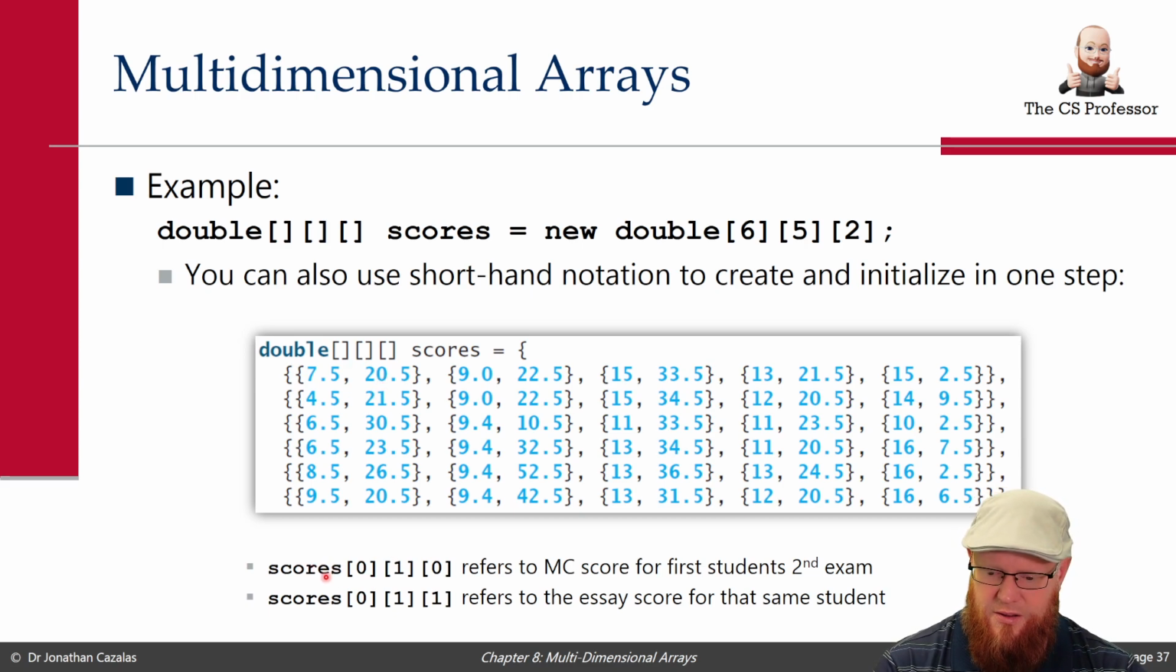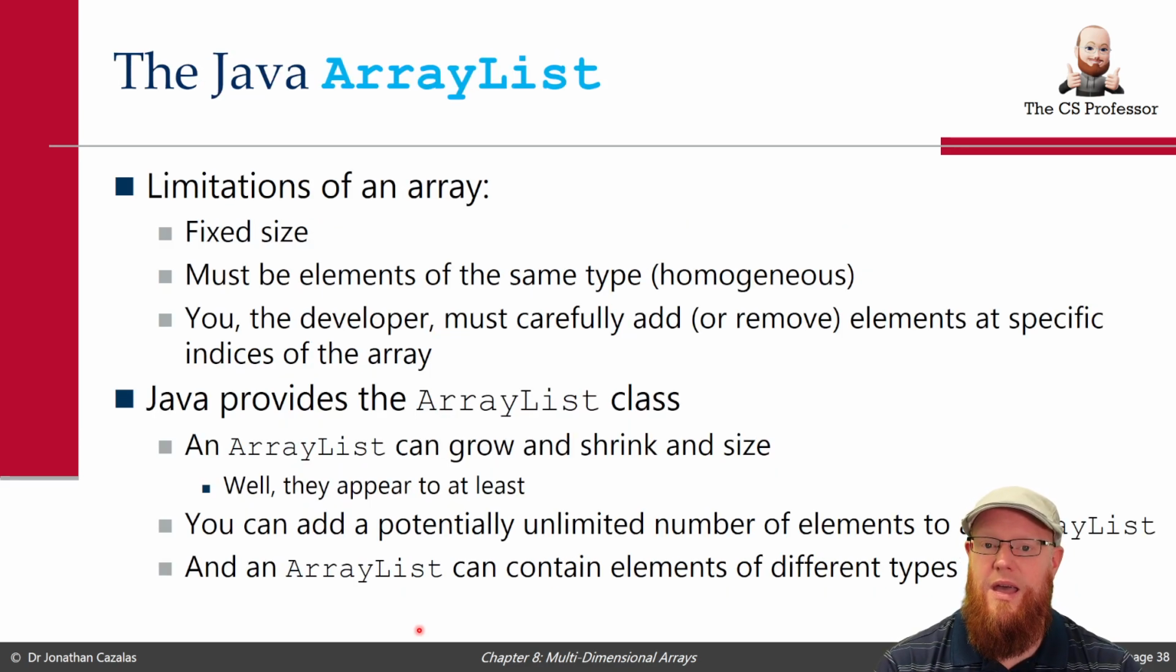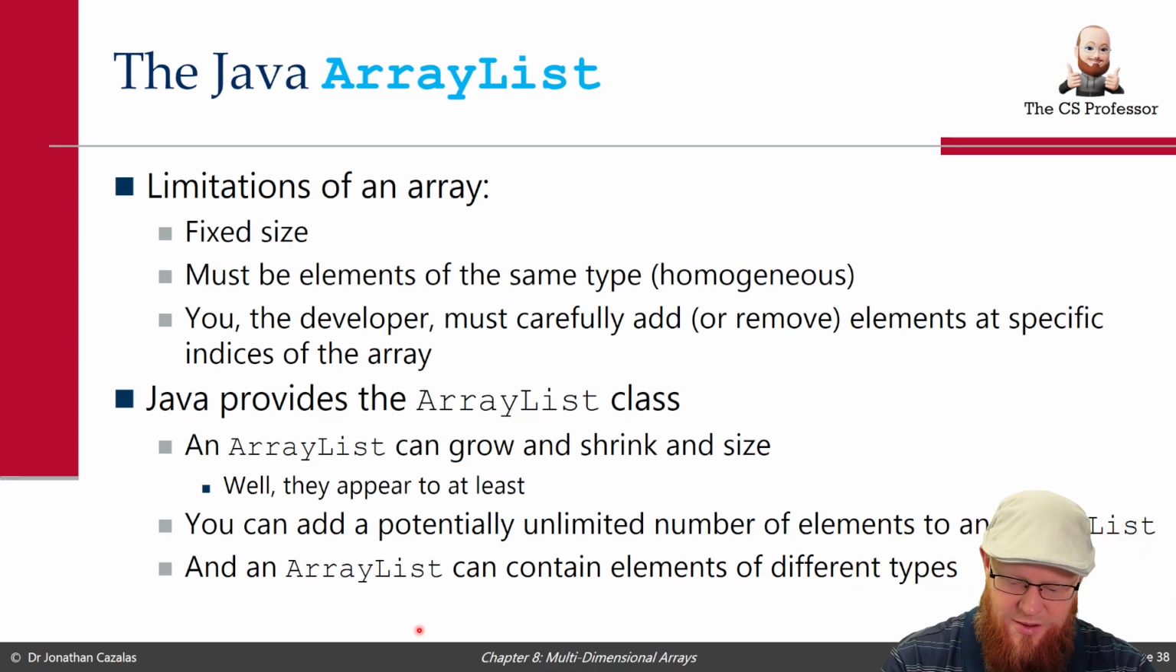So if we look down here, it says 0, 1, 0. This is the student at row 0, and this 1 right here refers to their second exam, which is at index 1. And this 0 refers to their multiple choice result, 9. Hopefully that's clear. Multidimensional arrays, helpful, but absolutely more of like a moment where it's like, oh no, and we get a little bit sad.